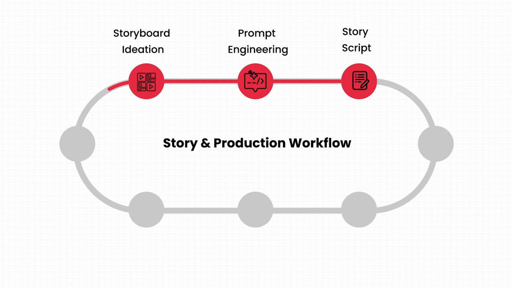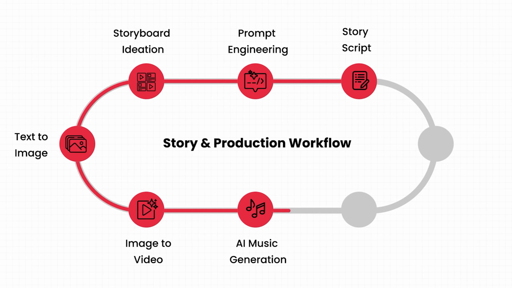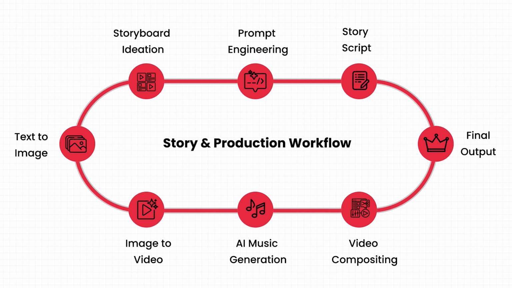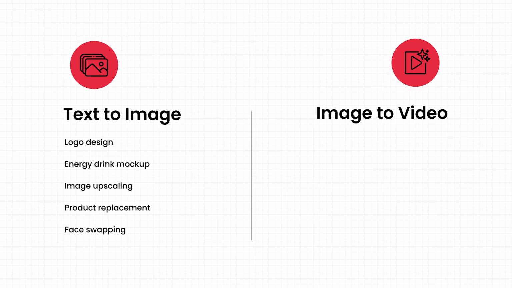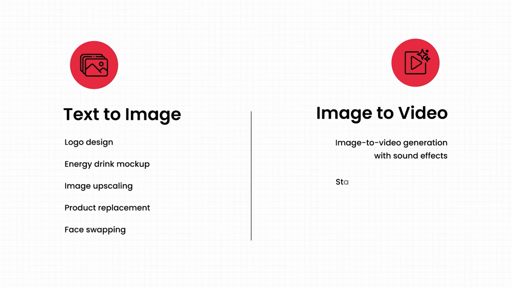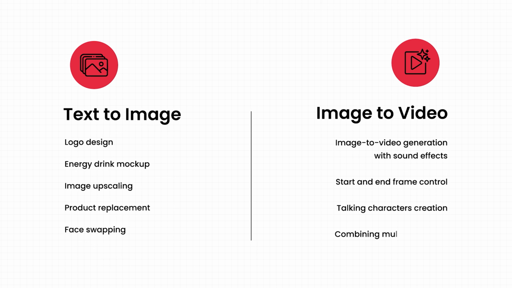So this is the complete workflow that we are going to follow to create this kind of Hollywood style AI film. Also, we will cover all of this: text to image section, logo design, AI mockups, and upscaling, and image to video with sound effects, start and end frame, and talking characters, and much more.